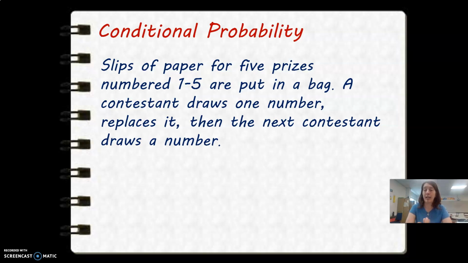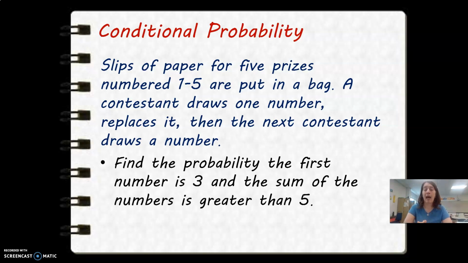In our box here, in our bag, we have 5 different numbers. So 1, 2, 3, 4, 5. It says I'm going to draw a number, I'm going to put it back, and then someone else is going to draw a second number. The first scenario that we're looking for, I want to know what is the probability that the first number that is drawn is the number 3.